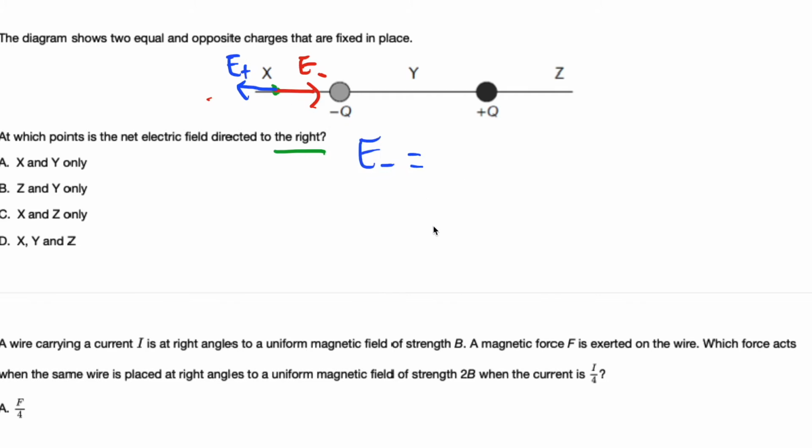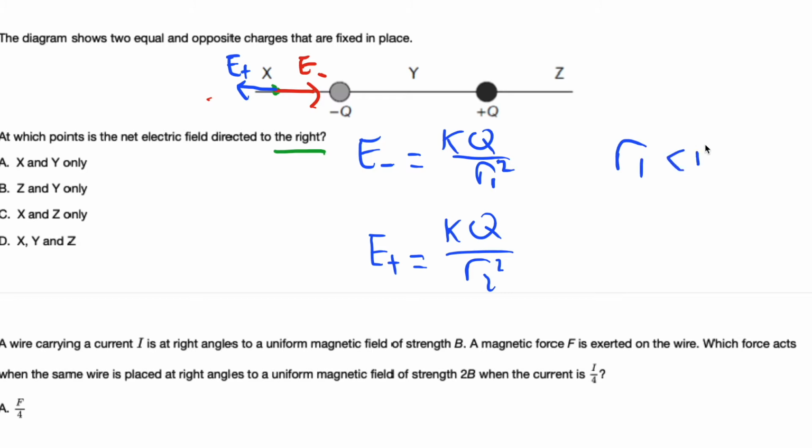So the electric field due to the negative charge is going to be equal to KQ over R1 squared. I'm just going to take the magnitude here, and E plus is going to be equal to KQ over R2 squared. And because R1 is less than R2, E minus will be greater than E plus. So the electric field is going to point to the right at the position of X. So X, right.